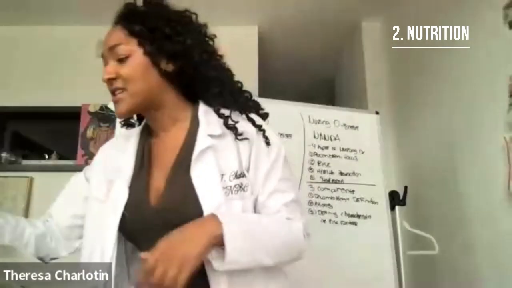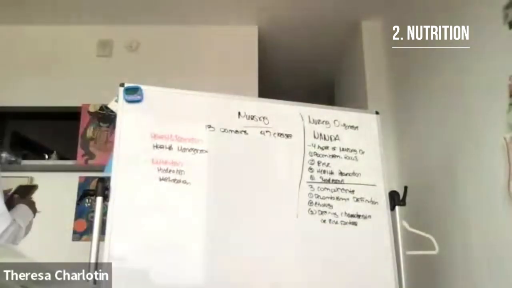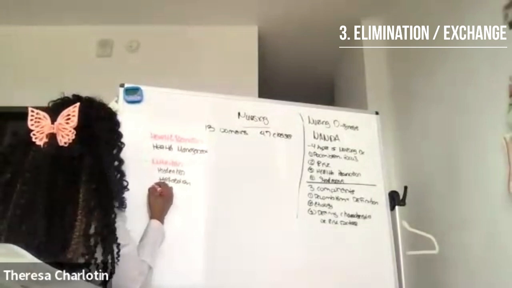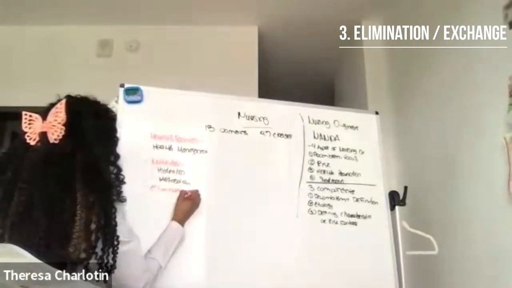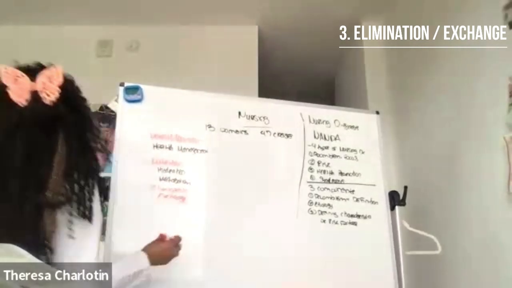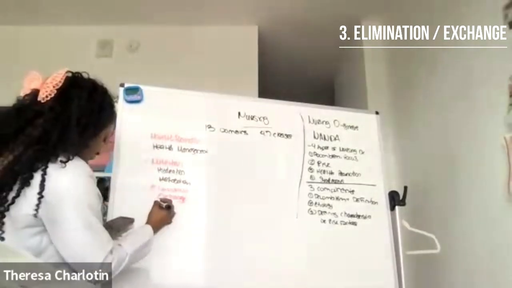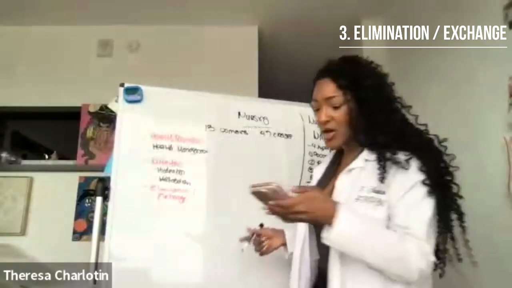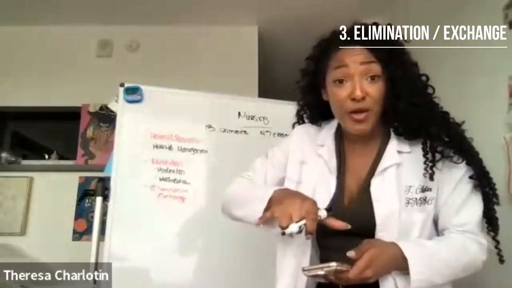All right. The next one is elimination. What goes in must come out, right? Elimination or exchange. When it comes to urinary function, of course, what goes in must come out. GI function, inability to digest and turn over what you take in.